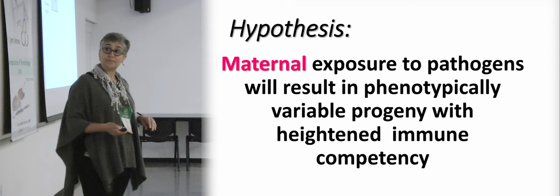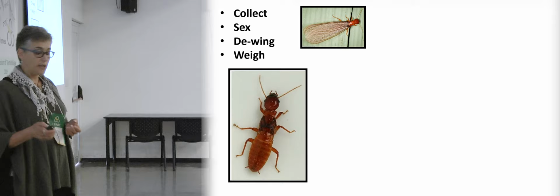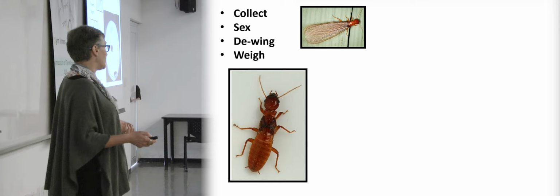So how did we do that? Well, we took the alates of Zootermopsis angusticollis. We collected them from colonies in the field and brought them to the lab. We waited for them to give us these alates. We sexed them, we dewinged them, we weighed them, and we waited until they were really dark like this, because that shows us that they're ready to mate.